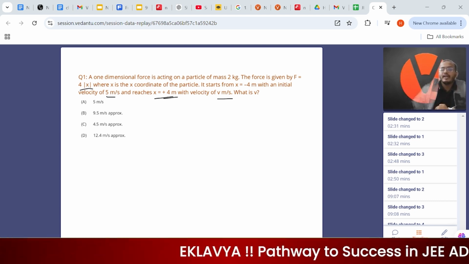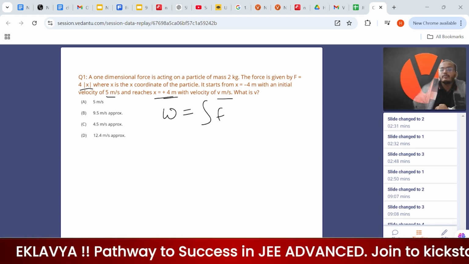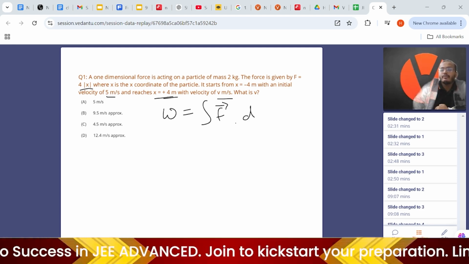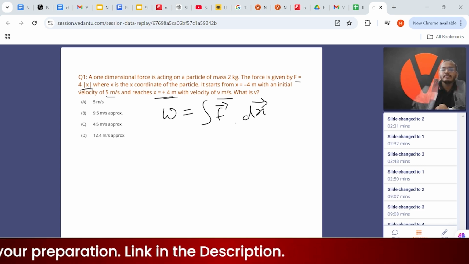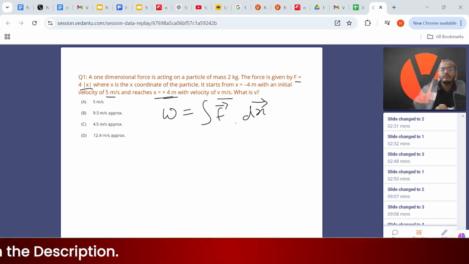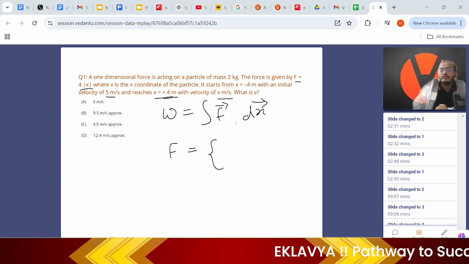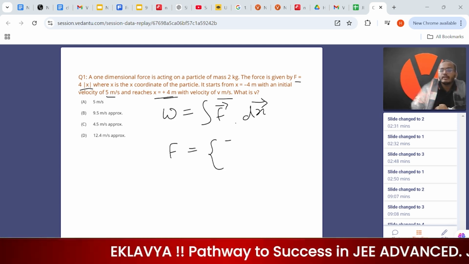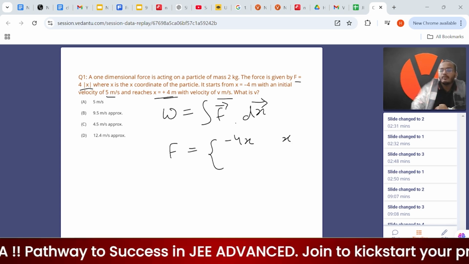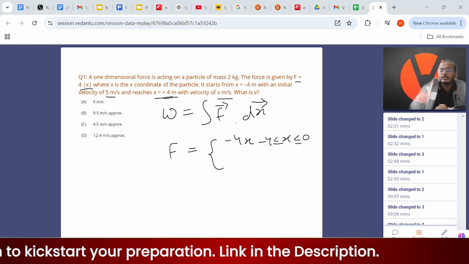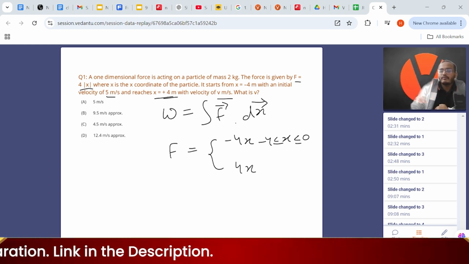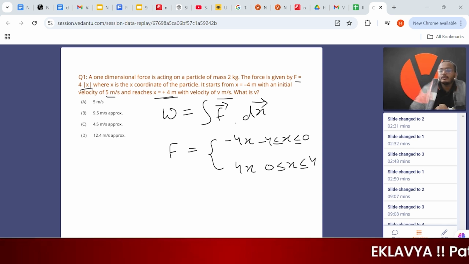So first of all, let us calculate the work done. Now we know that work done is equal to F dot dx, right? But here the function is a modulus function from -4 to +4. So first of all, let us make the force function. The force function will look like this. It will be -4x when x is between -4 to 0, and it will be 4x when the value of x is between 0 to 4.